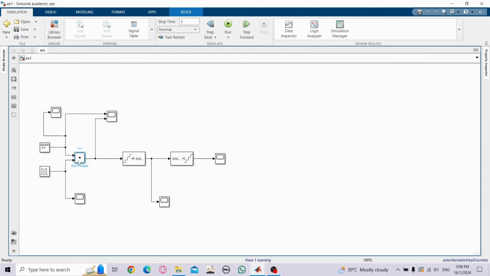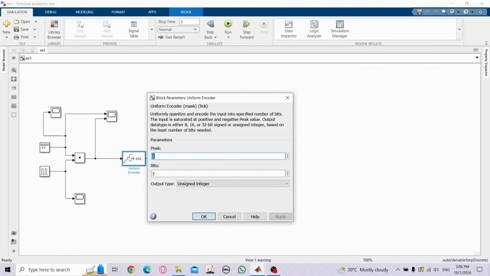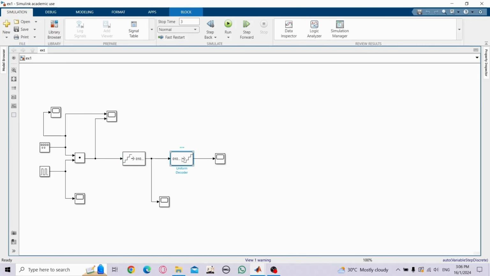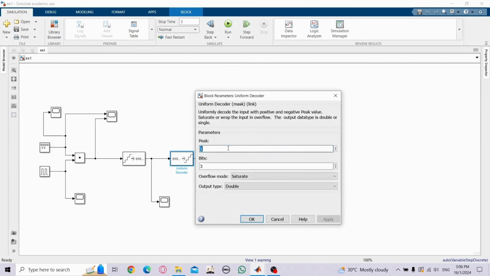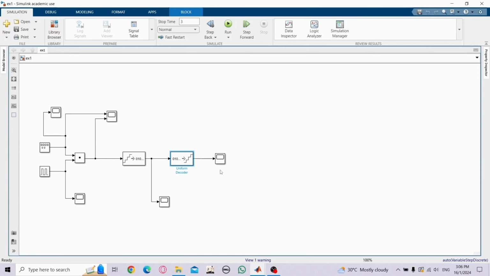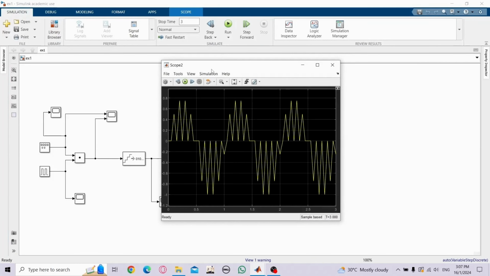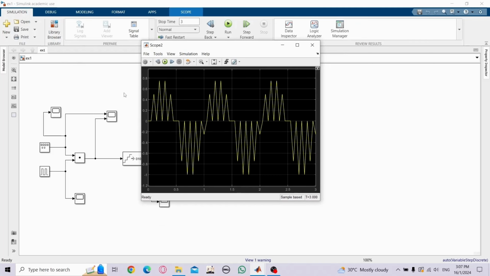Then put a dot product. After that, use a uniform encoder. Make sure that it is bit 1 and bit 3. Put a uniform decoder, bit 1 and bit 3, the same as the uniform encoder. Then put the scope. Connect all of this in one line and make sure you have all the scopes. Then we can run it. The result is similar to example 1.